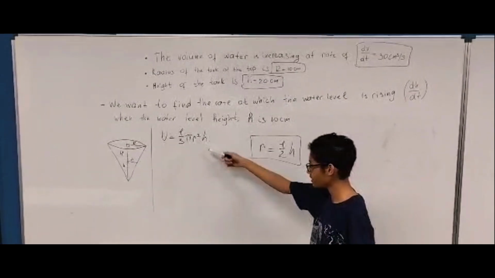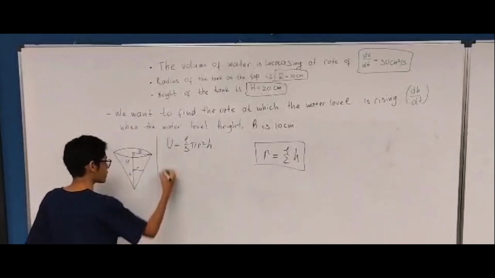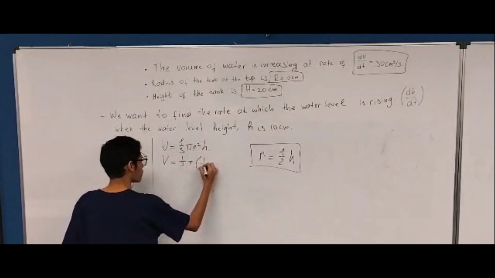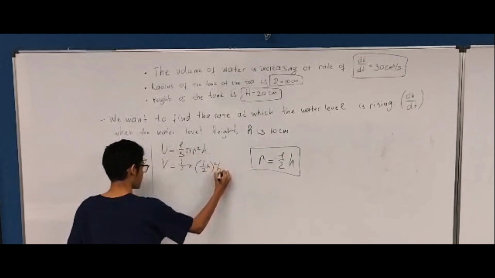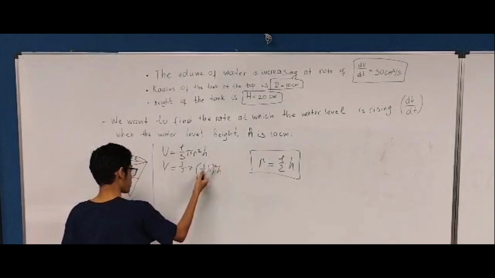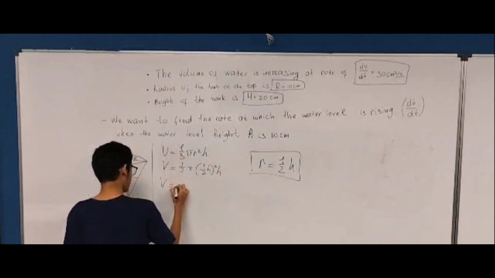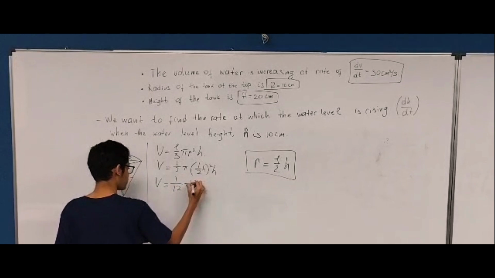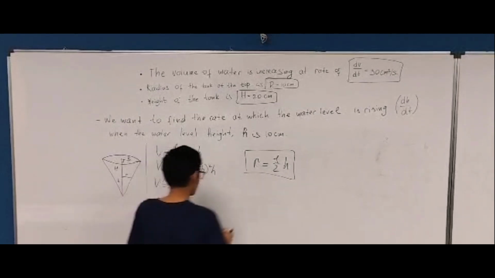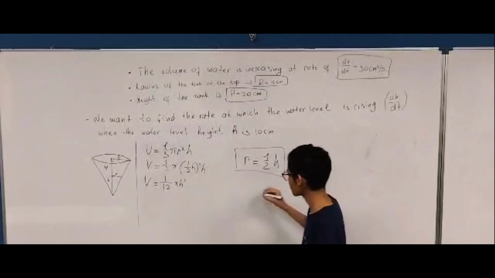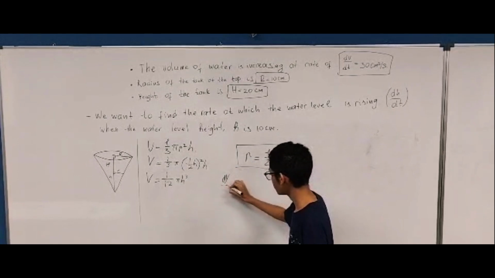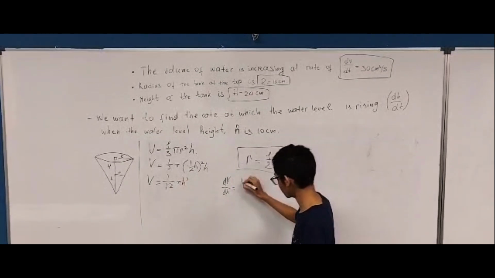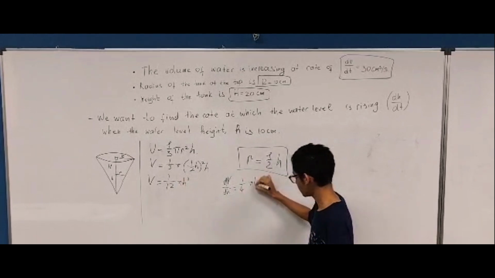Now we can plug it into the volume equation. So we have V is equal to 1/3 pi (1/2 h) squared h, and (1/2 h) squared is just 1/4 h squared. So you get 1/3 times 1/4 is 1/12 pi h cubed. Now we're going to find the derivative of V in terms of h. So we have dV over dh is equal to, the 3 you bring in front, you get 3/12, which is equal to 1/4 pi h squared.